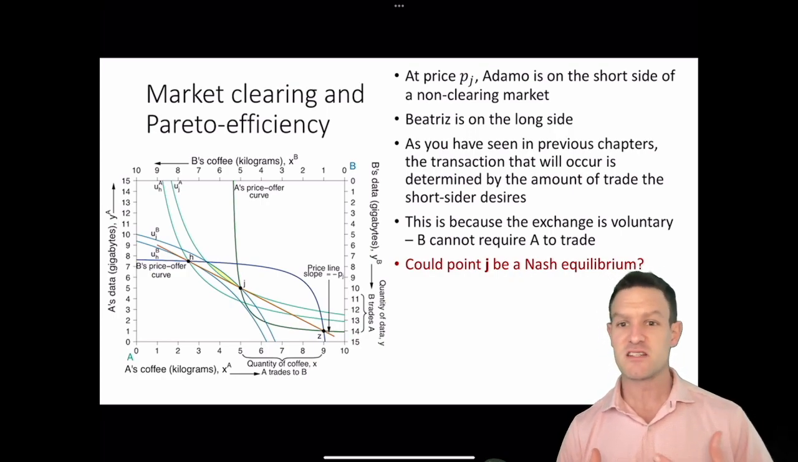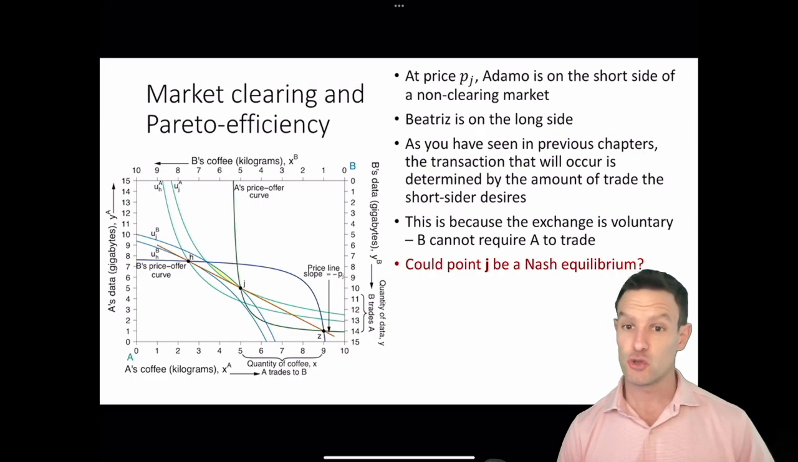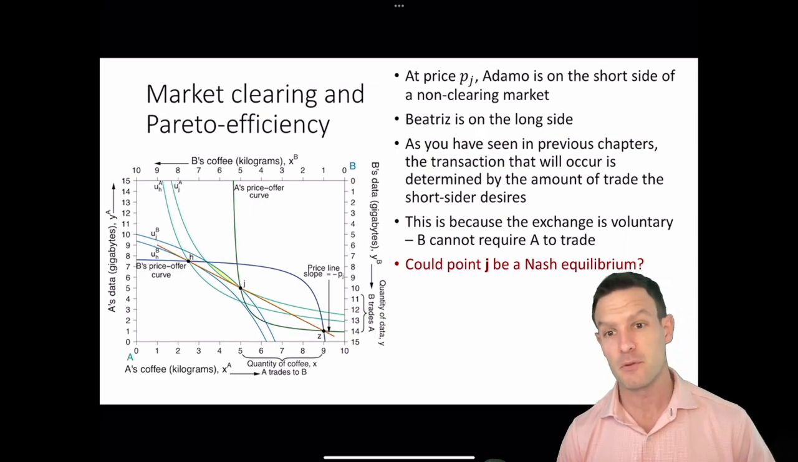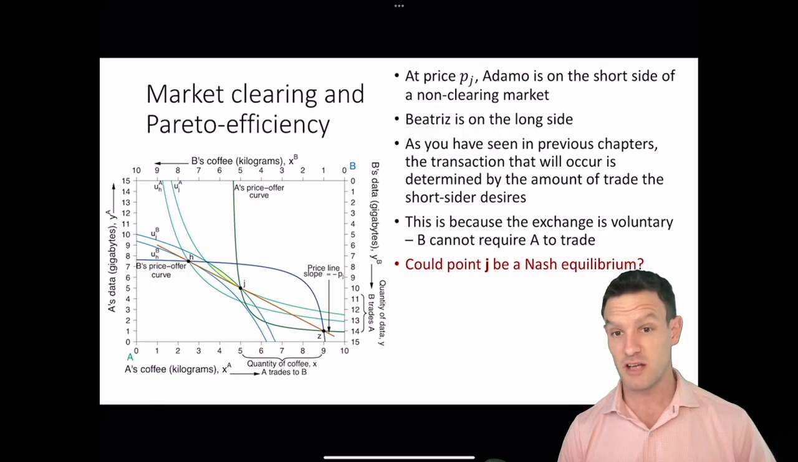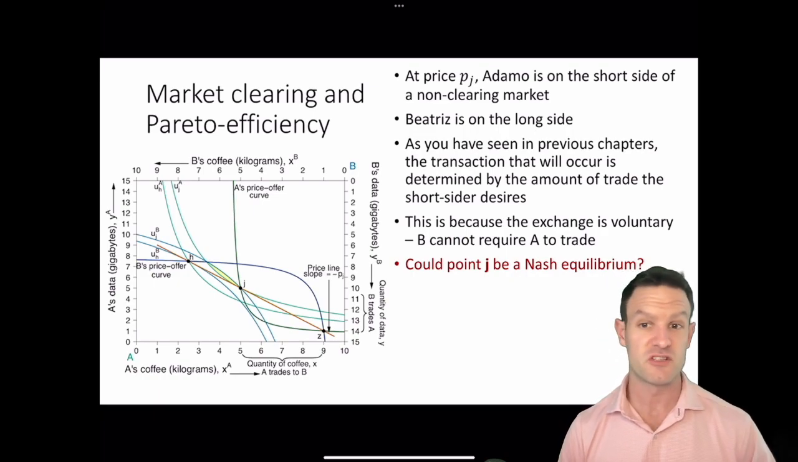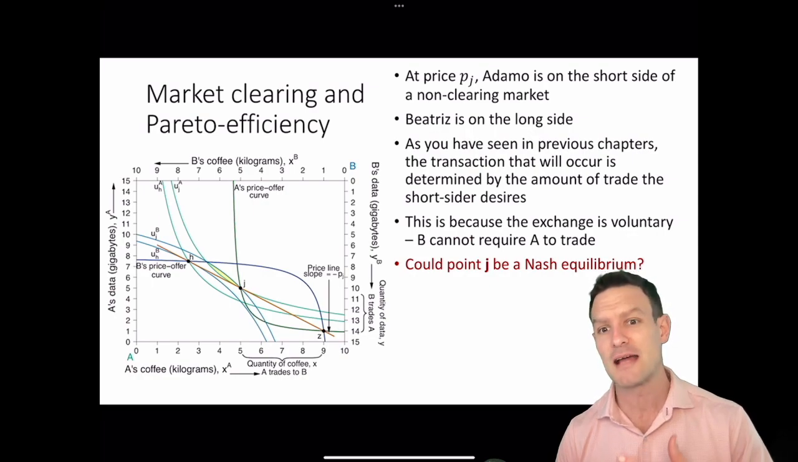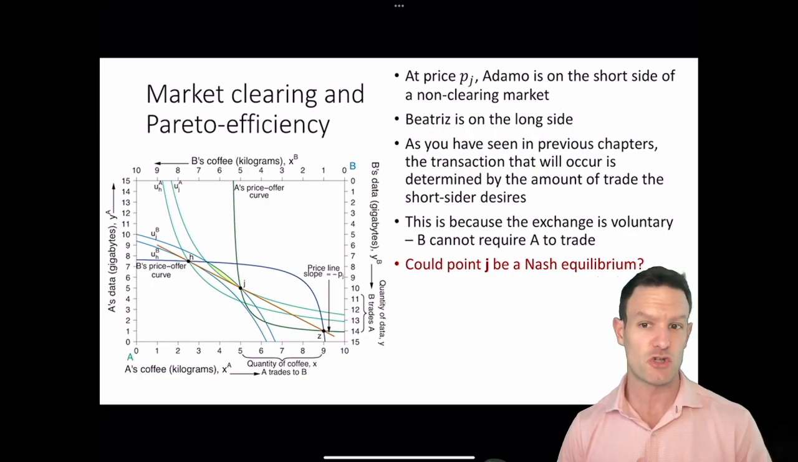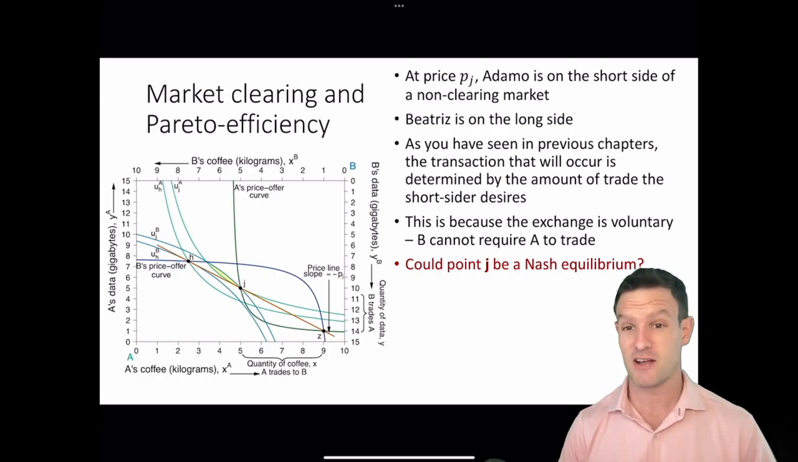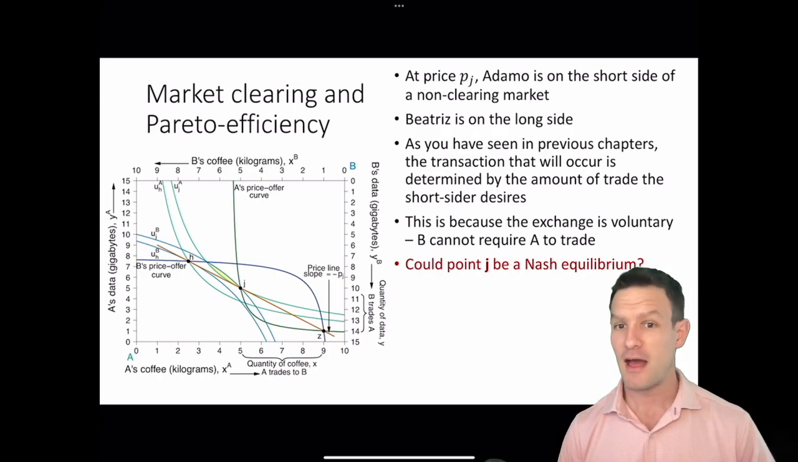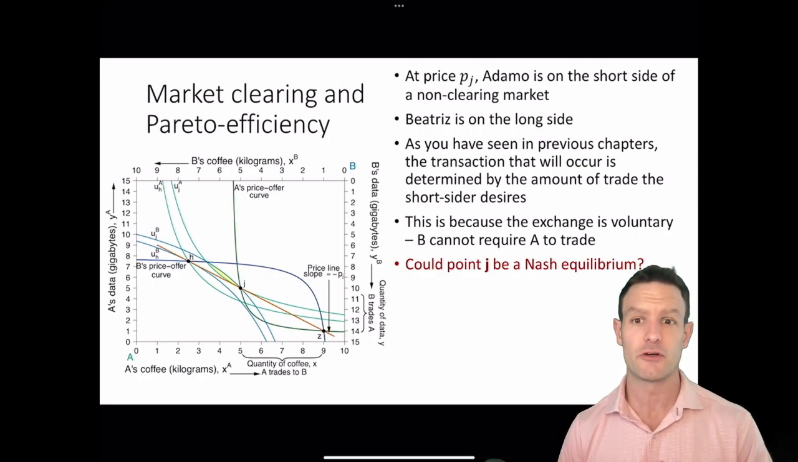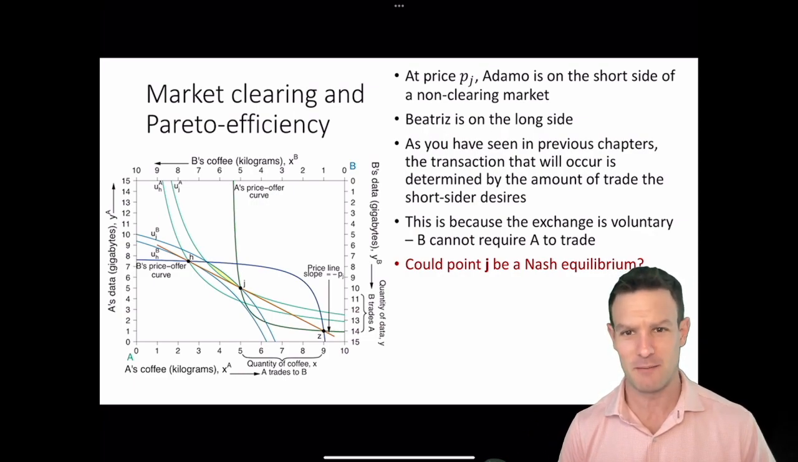So remember, we had these ideas of the short side and the long side of the market. The short side of the market is the side of the market on which the number of desired transactions is least. The long side of the market is the side of the market on which the number of desired transactions is most. So as we've seen in previous chapters, the transaction that will occur is determined by the amount of trade the short side person wants. So because Adamo is on the short side, he wants to sell less of the X good and buy less of the Y good than Beatrice is willing to sell of the Y good and actually demands of the X good. So this is because the exchange is voluntary. Beatrice cannot force Adamo to trade with her.